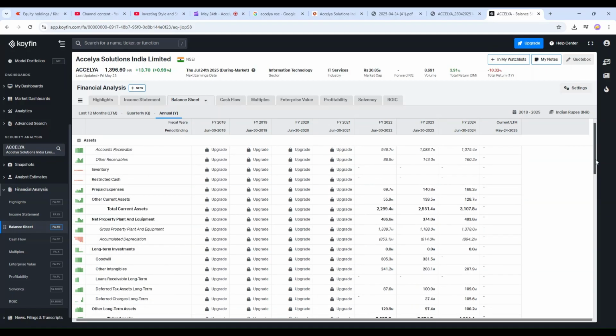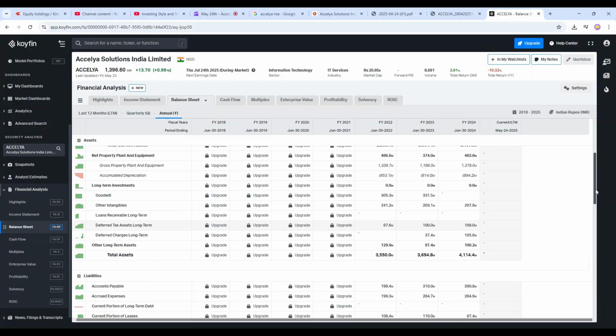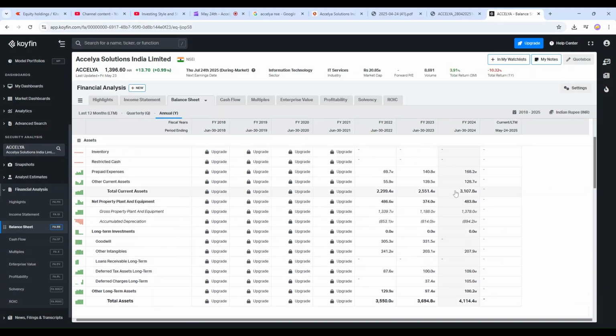So let's take a look at the total assets of the company. That is more like 4 billion, which is 120% of the market value. Again, this is for last financial year. Most of this is in current assets.